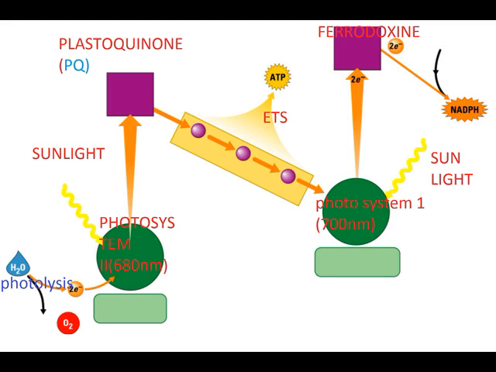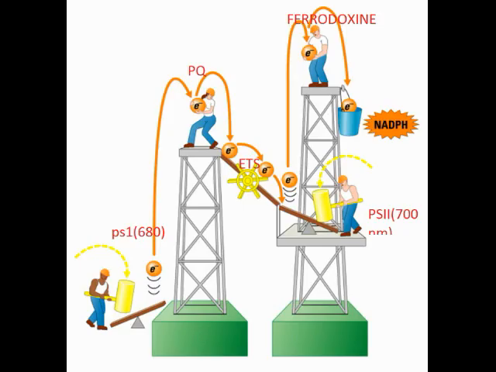Now what are we going to see in this non-cyclic photophosphorylation as we are checking your notes there? We are going to see that when a photon of light strikes photosystem 2, that is at 680, electrons from the chlorophyll molecule become excited from a lower energy level to a higher energy level. As they are being excited, the electrons are going to be accepted by plastoquinone as a primary electron acceptor.